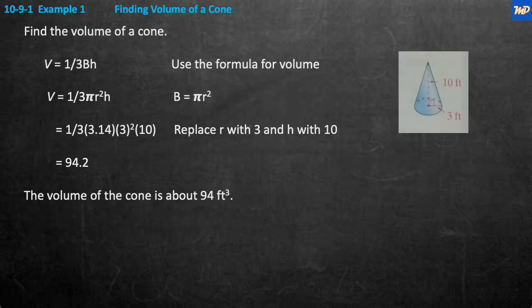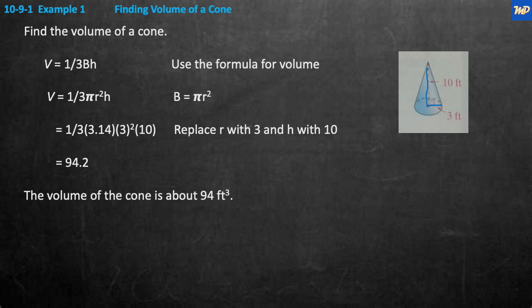Example 1, finding the volume of a cone. Here's the cone on the right. It has a 3-foot radius, and it's 10 feet high. You can see the 3 feet here, and here's the radius right here. And it's 10 feet high. You see the height dropping right out of this vertex, the tip of the cone, right down to the center of the circle.